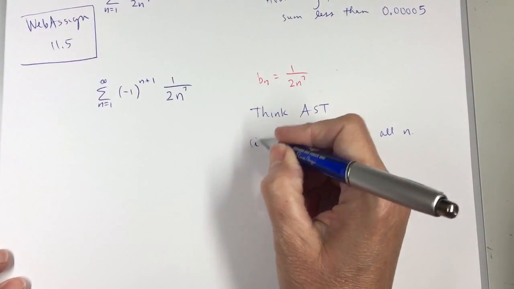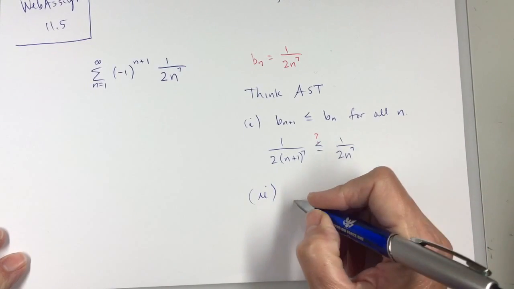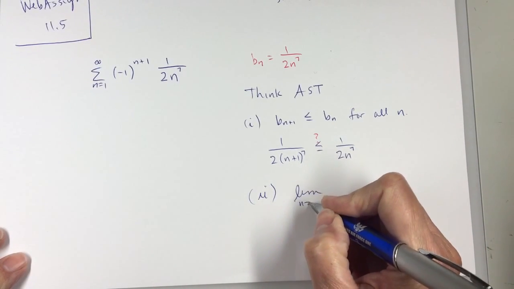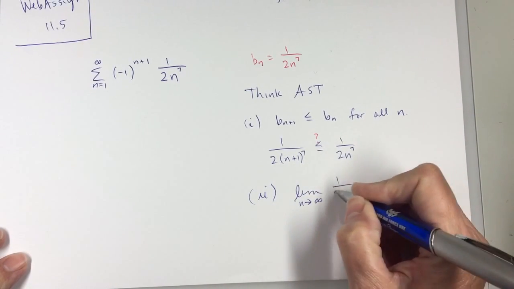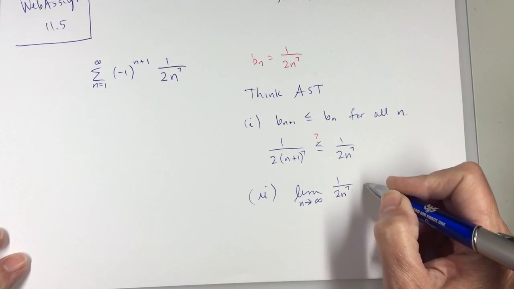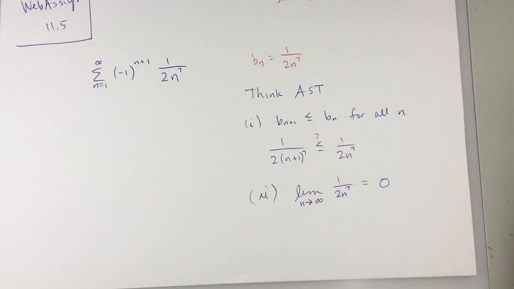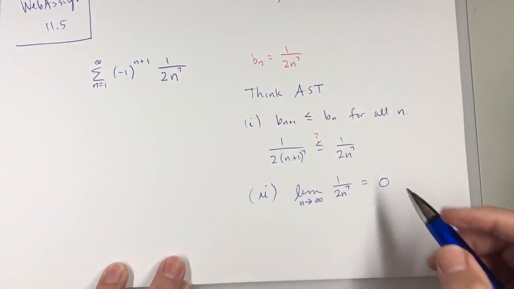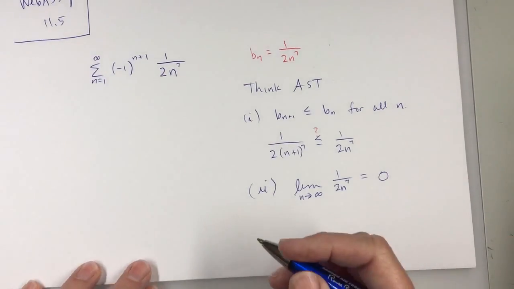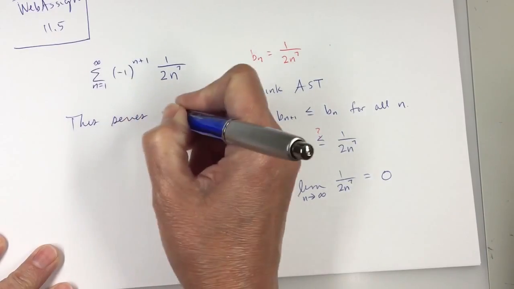This is the first part of AST. The second part is this: what about the limit as n approaches infinity of 1 over 2 times n to the 7th? That is 0, since the denominator again is getting bigger and bigger, and the fraction is getting closer and closer to 0. So I meet the conditions for AST. This series converges.